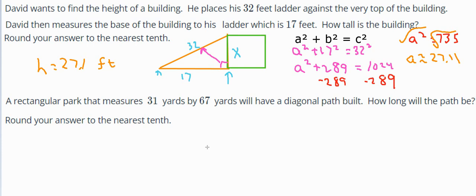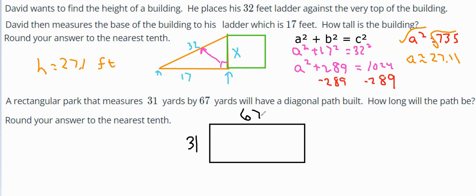The next question says a rectangular park that measures 31 yards by 67 yards. Put that information in there. And I'm pretty lazy. I don't really like to write the units too much unless it's necessary. We're going to build a diagonal path. A diagonal path is going to connect the opposite corners, like that pink line that I just drew. How long is the path going to be?